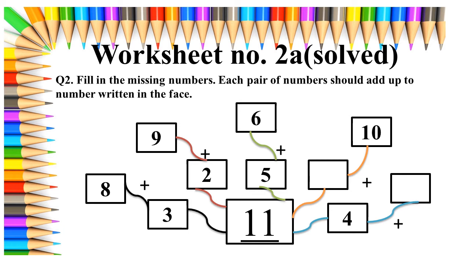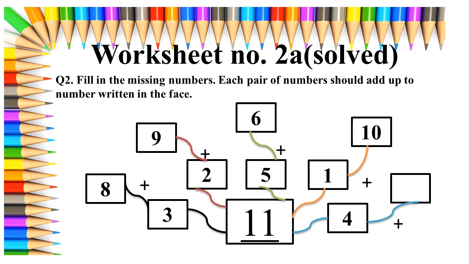10 plus dash is equal to 11. 10, 11. How many fingers we have covered? 1. Yes, 10 plus 1 is equal to 11. Then dash plus 4 is equal to 11.